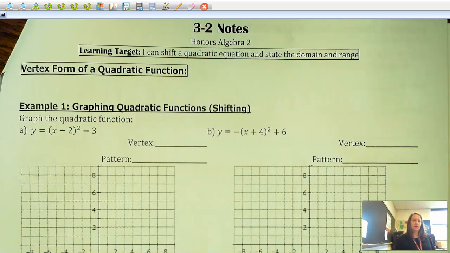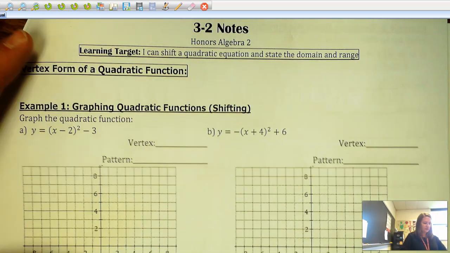Right, today what we're working on is we're going to actually shift some of these graphs left and right. So we're going to graph these quadratic functions, and we're going to talk about domain and range, and we're going to talk about some different analysis of the graph. So the format we're going to use today is going to be vertex form.